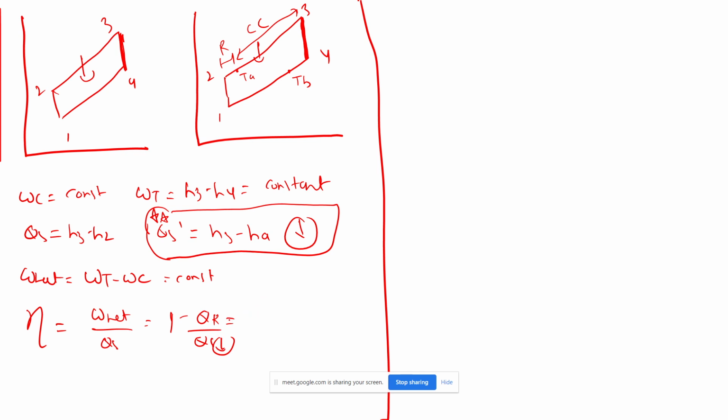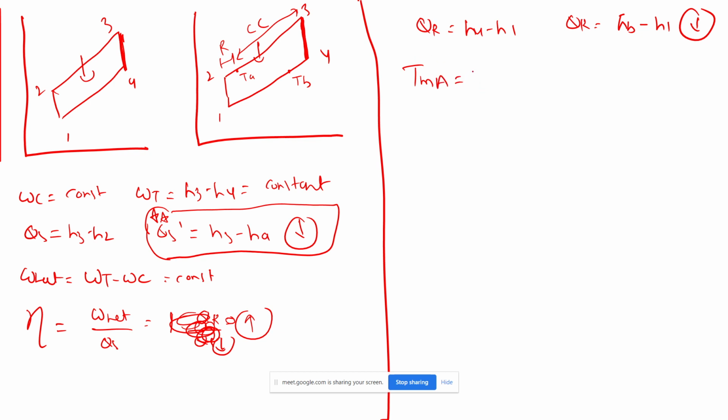Sir, the heat rejected is also decreasing. That I will talk about. Because we can write directly, net work is constant, heat rejection is decreasing, so efficiency will improve. Heat rejection QR will also decrease. Previously it was H4 minus H1. Now it is HB minus H1. So it will decrease. Now what will be the effect on mean temperature of heat addition?